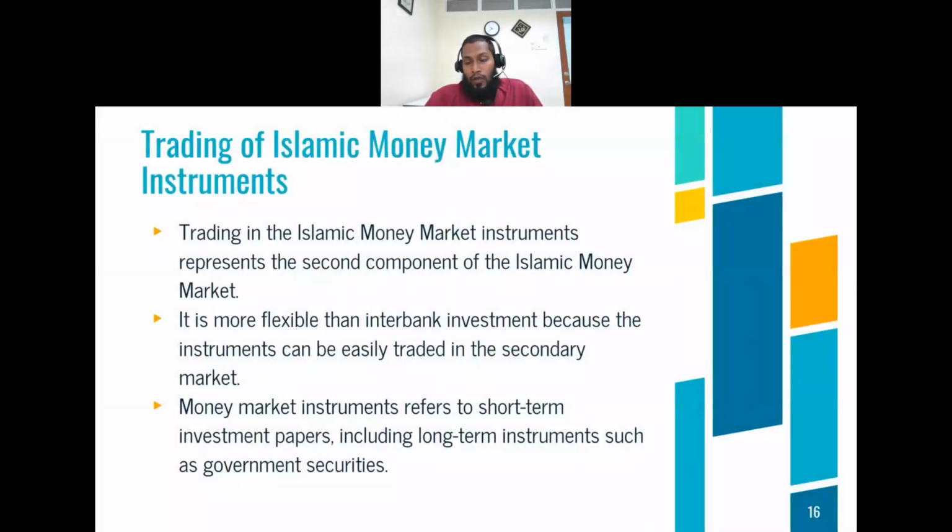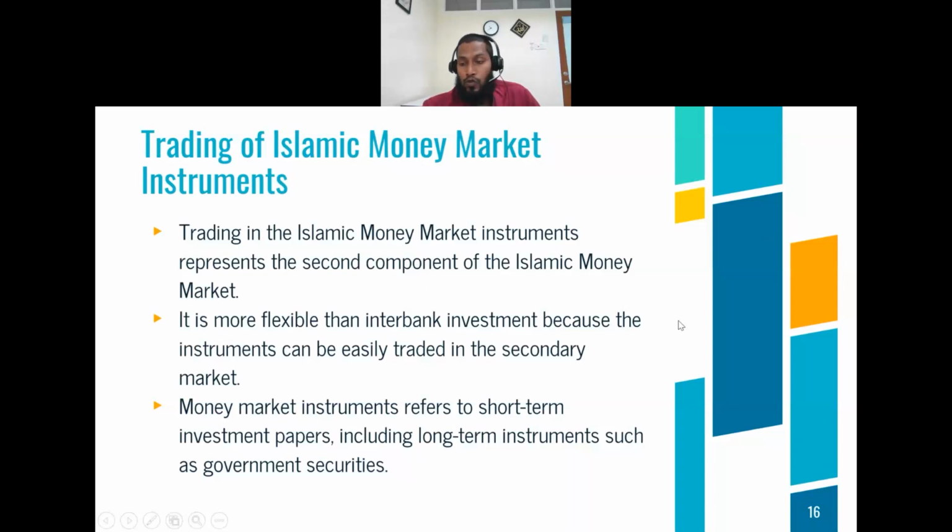Okay, so now we go to another component of the Islamic money market, which is the trading of Islamic money market instruments. So the interbank investment is one thing where one bank invests in another bank, but here we are talking about some money market instruments that will be bought, and that sometimes also are bought and sold in the secondary market. So this trading of the Islamic money market is more flexible because the instruments can be easily traded in the secondary market.